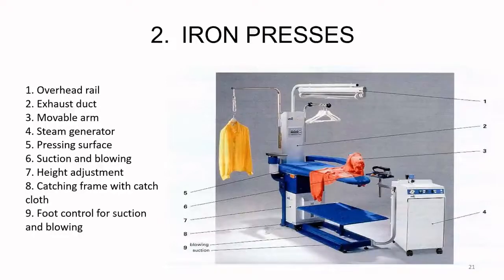So 9 is the bottommost panel that you see. There is a horizontal panel and a vertical panel. If you press the horizontal panel, it will apply suction. If you press the vertical panel, it will apply blowing.